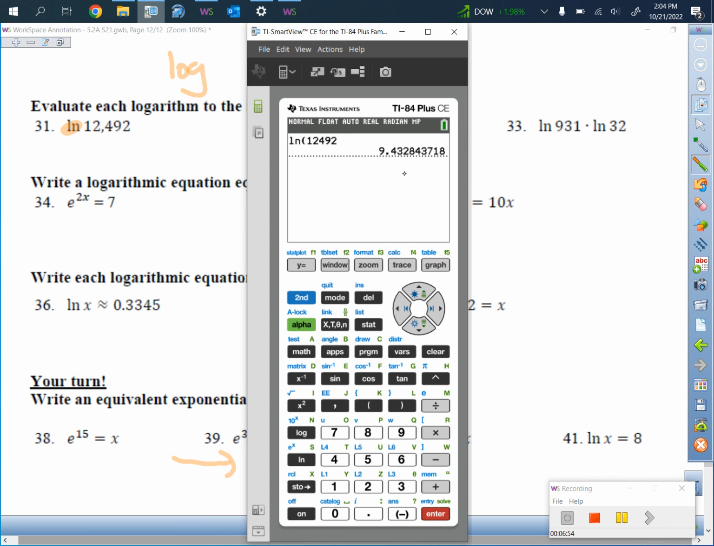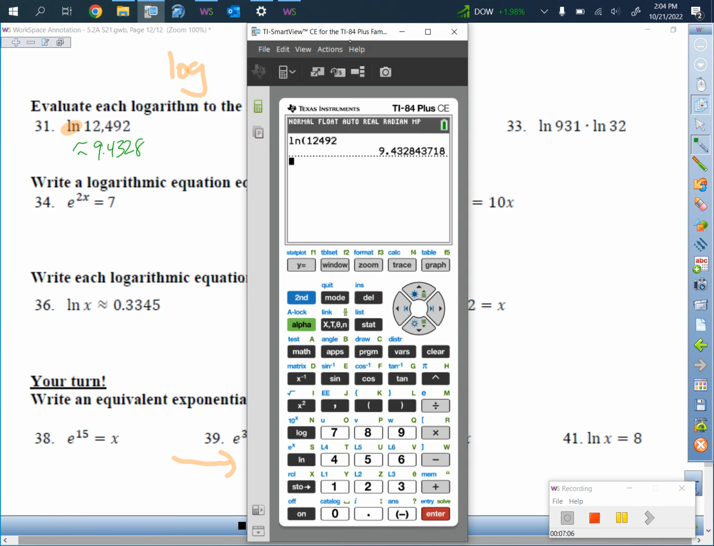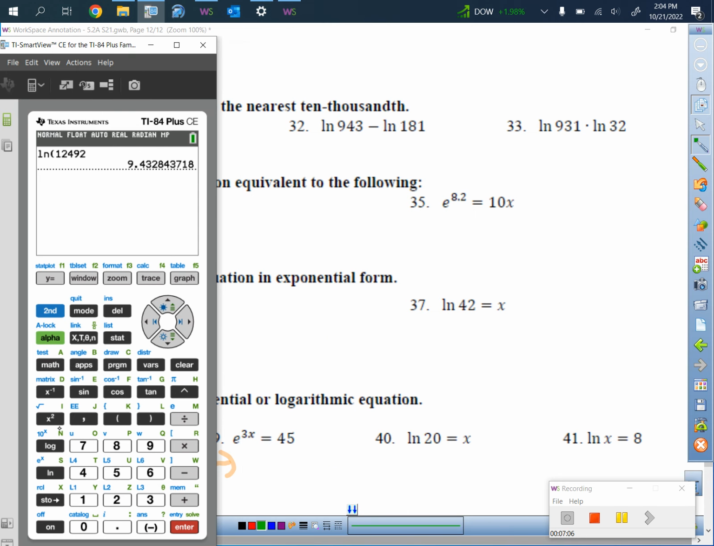So that is about 9.4328. We can just punch this guy in right here to be the natural log of 943. Then we've got to close that parenthesis, minus the natural log of 181, and close the parenthesis. And to round that to 4 decimal places is 1.6506.